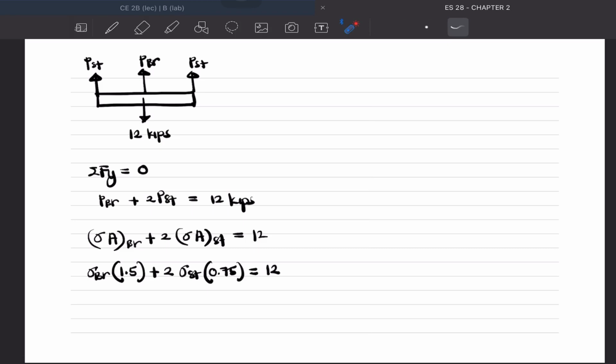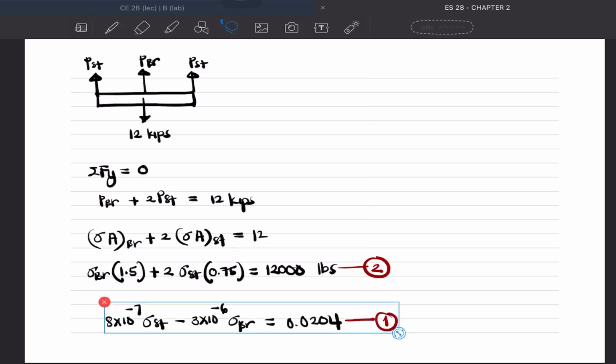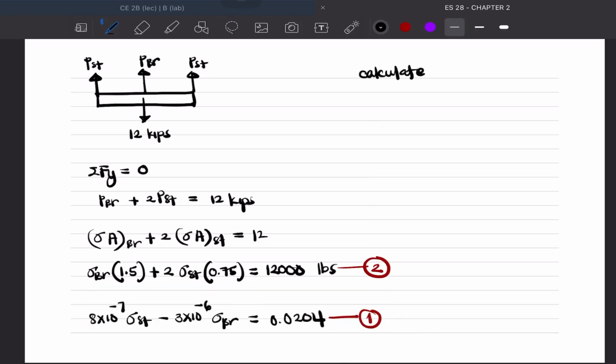So, dapat kabalo mo sa mga units, this is in inch squared. Kani siya kay kips man. Pwede nato i-convert na to siya into pounds. Mao siyang 12,000 pounds. So, pwede na kani ato ang second equation. So, muna itong first equation. Calculate the stress for steel and stress sa bronze.